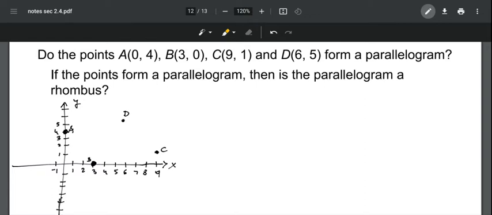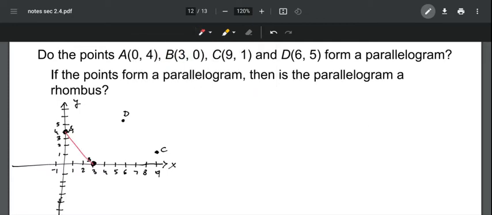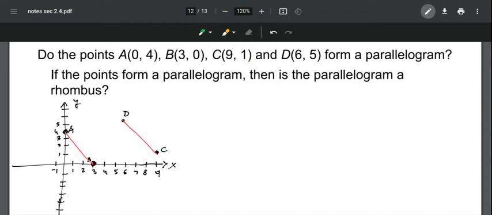So we're going to connect them. A, B, D, C, and AD, and BC. So to show that those points, it looks like, yes, they did create the parallelogram.